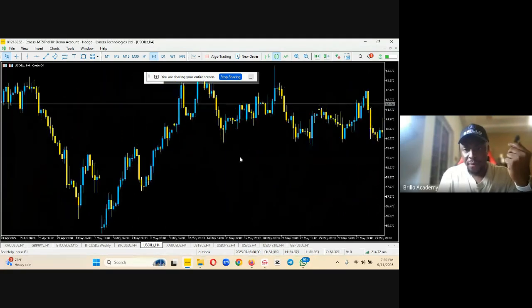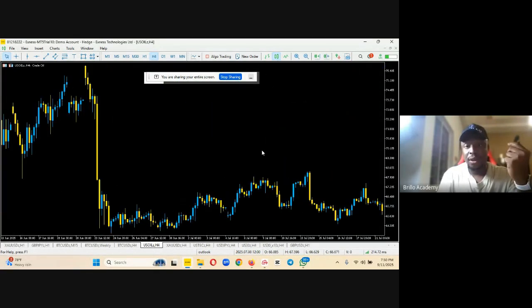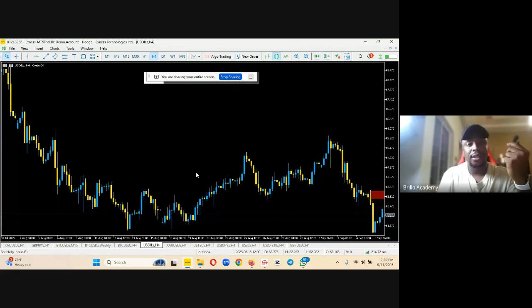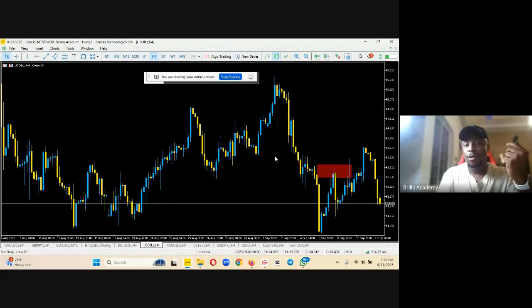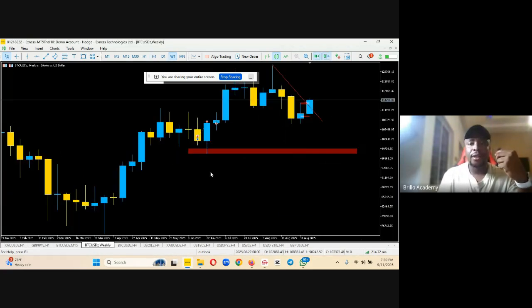Tweezer top, tweezer bottom. Most times it's really rare. But if you see it, it's a sure bet. Once you see it, you can tell that the market is going to go up, right? So I can't find it. I'm trying to see if I can see.